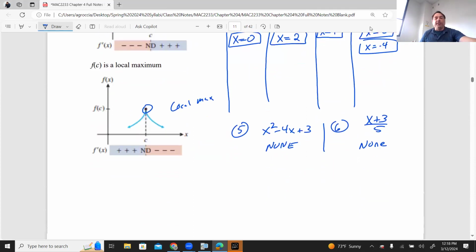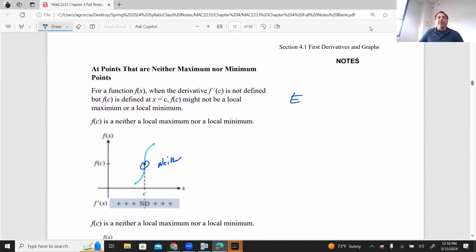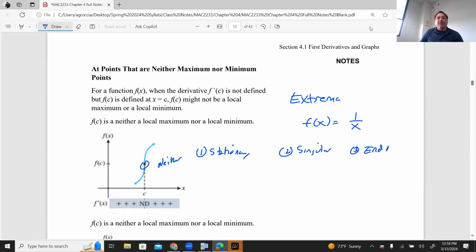Now, I'm going to give you another one to try. It's a little bit more complicated, but let's say you find the extrema of f of x equals 1 over x. There's no domain. Find the stationary, singular, endpoints, and if you're fast, make the table and keep going. But some of you are going to get stuck right off the bat.